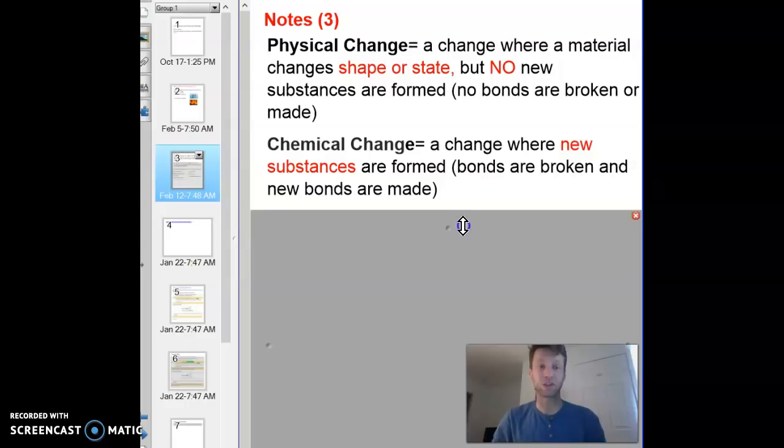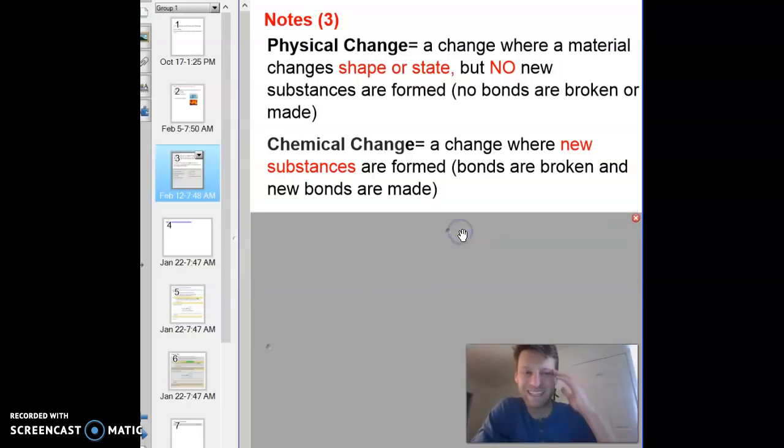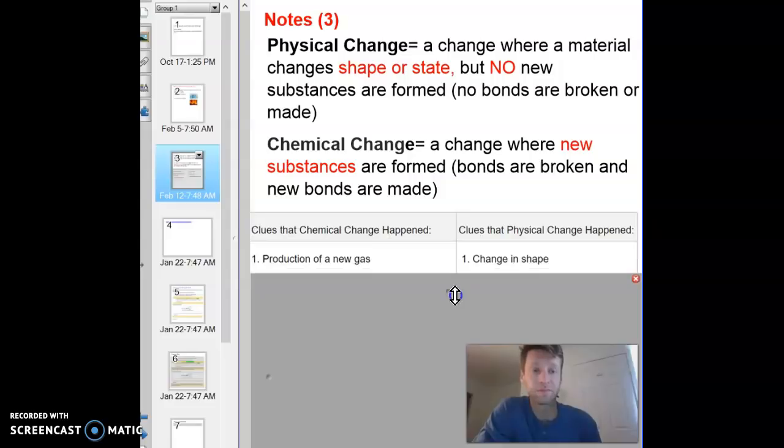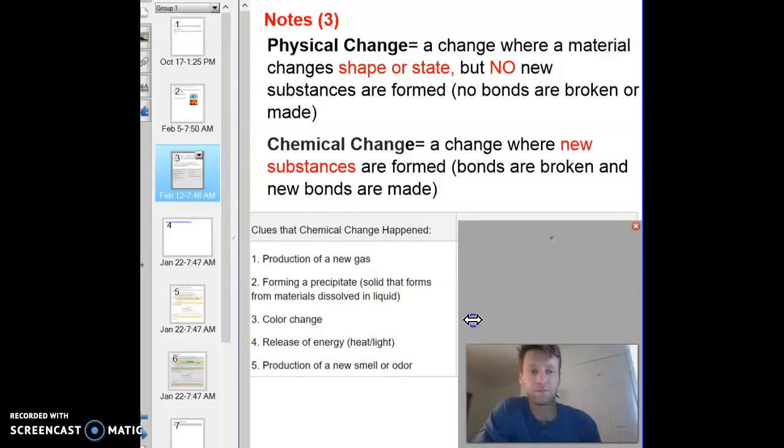However, in a chemical change, that is when a new substance is formed. So the bonds had to be broken, and they meet up with new atoms or new elements, and they form new compounds. So new bonds are created. Okay? Now, we can't see what's happening with atoms and compounds. They're just too small. They're microscopic. And so there's some clues that we can see and observe as scientists to know if a chemical or physical change happened. So the first thing we're going to go through is clues that a chemical change happened.